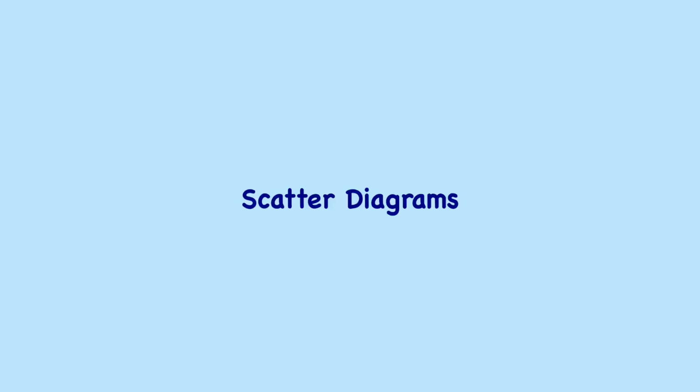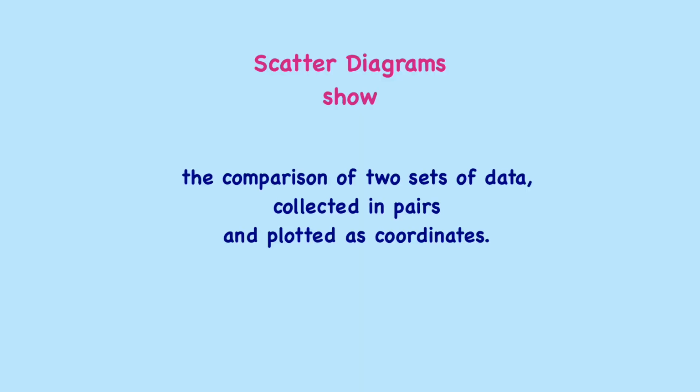Scatter diagrams. Scatter diagrams show the comparison of two sets of data collected in pairs and plotted as coordinates. Let's have a look at an example.